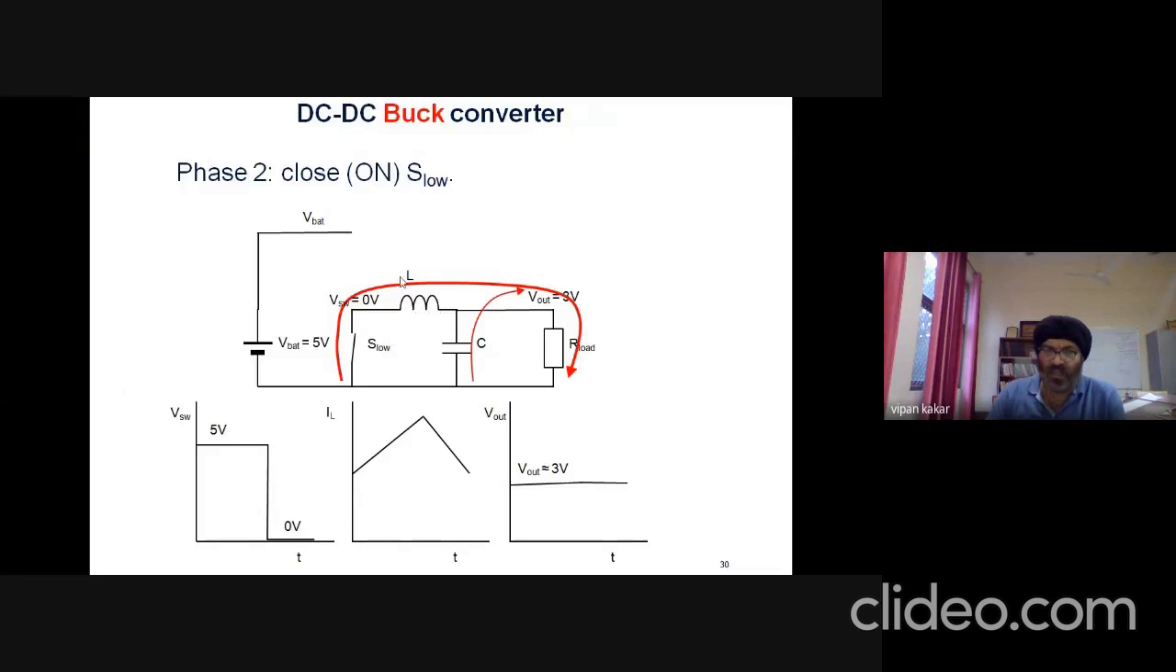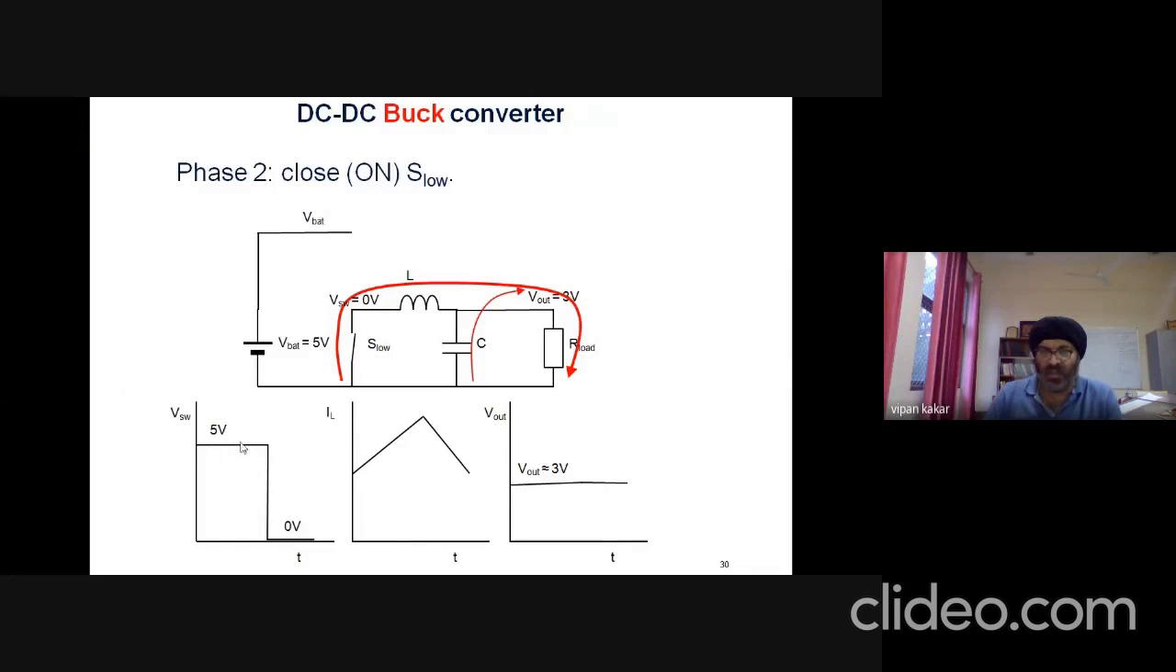Now whatever energy this inductor has stored starts to release, and the inductor current starts to fall like this. But at the load, the current still keeps on flowing because of the inductor. So whatever energy was stored when the switch was on at 5 volts, now when the switch is off at 0 volts, the energy stored in the inductor is released through the load in the same manner. So the output voltage will remain the same, again assuming all components are ideal in nature.